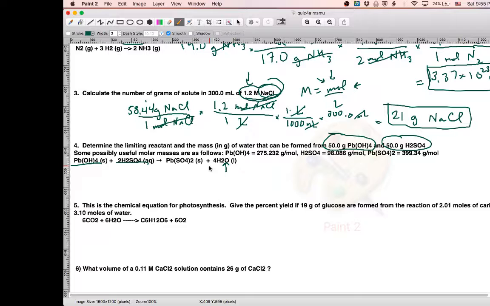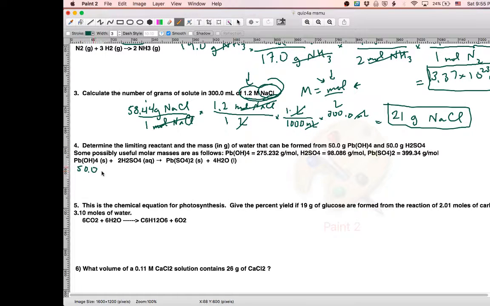The other method is to figure out, if you have this much, how much of the other thing would you need? Okay? Now, I don't care which method you use. You may use whatever method you prefer. In this case, I'm going to use this method, where I figure out how much water I get from here, I figure out how much water I get from here, and I'm going to use the lower number. All right? Let me demonstrate.